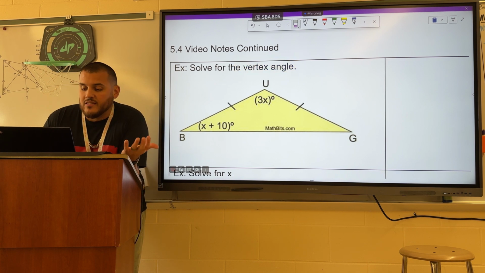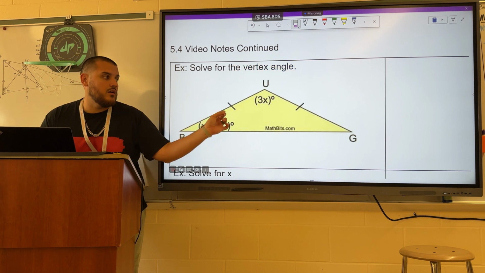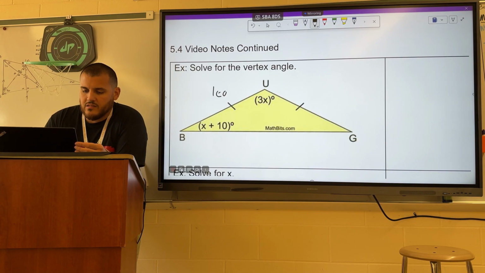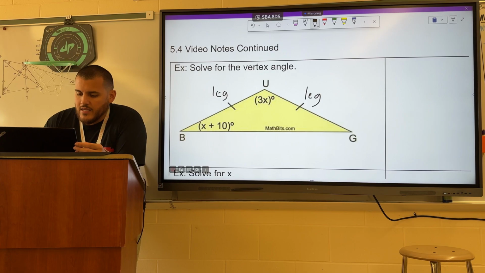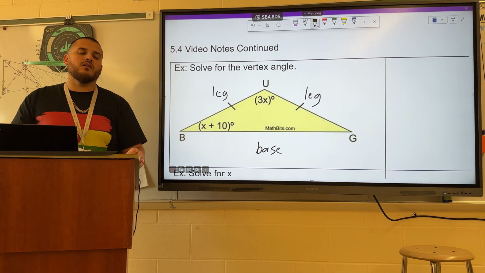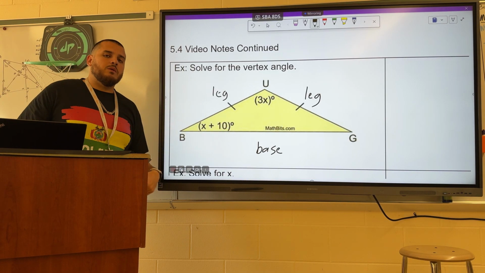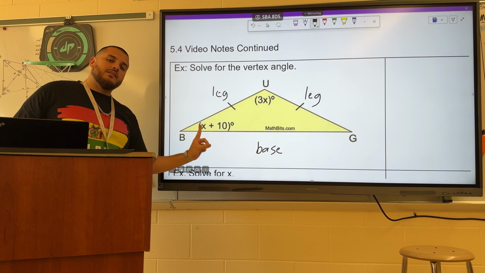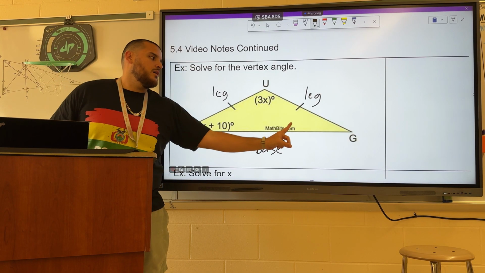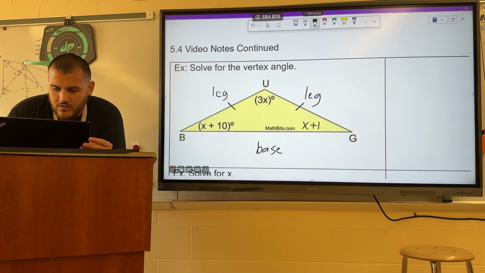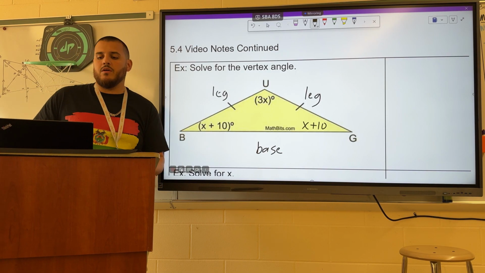First, let's identify. It's isosceles, because two of the sides are congruent. BU is congruent to UG. They have the same amount of dashes. Those are the legs. This is a leg, this is a leg. This is the base. Again, our base angles are always congruent. Those two angles that touch the base must be equal in value. So because this is x plus 10, I can also use x plus 10 for this angle, since they need to be the same value.